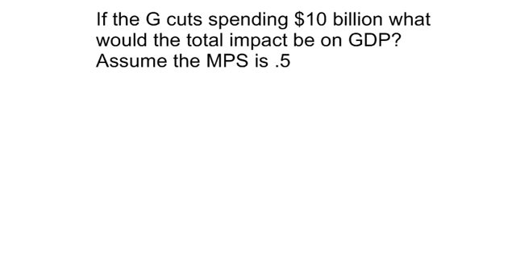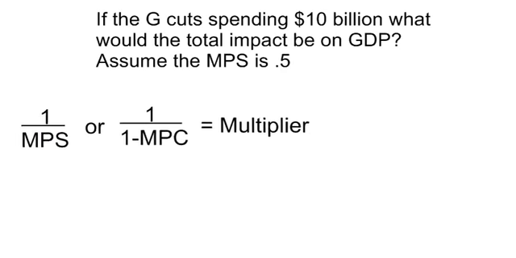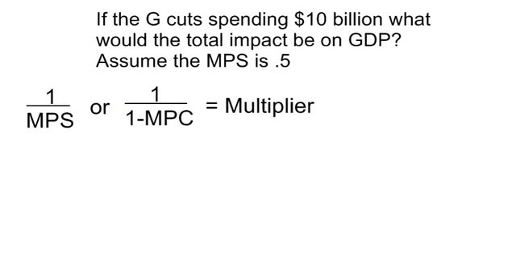So what if the government were to cut spending by $10 billion? What would be the total impact on GDP? And for this, we're going to assume that the MPS is 0.5. So if you'll recall, the MPS, if you're using that to get the formula, 1 over the MPS will get you the multiplier, or 1 over 1 minus the MPC. So 1 over 0.5 is 2. So you're going to have a multiplier of 2.